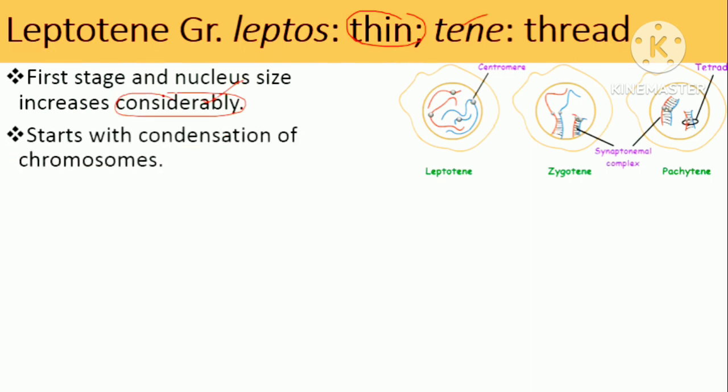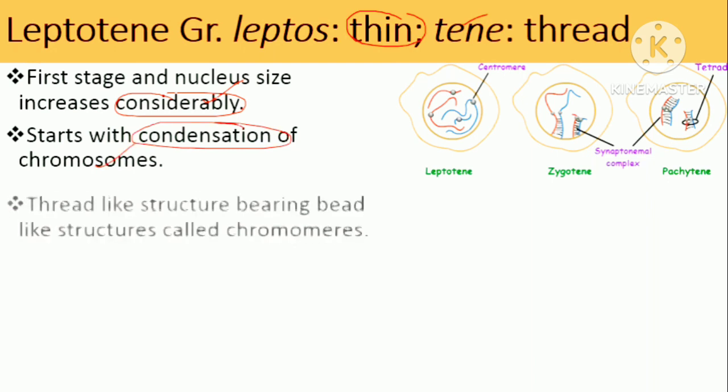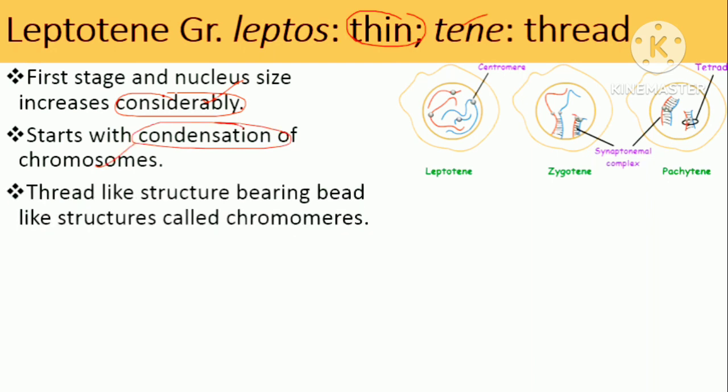It starts with condensation of chromosomes. The chromosomes start to condense in this stage by the process of coiling and dehydration. Then thread-like structures bearing bead-like structures are known as chromomeres. In this stage, chromatin fibers bear these bead-like structures, and these are known as chromomeres. In this stage, nucleolus is distinct in the nucleus.